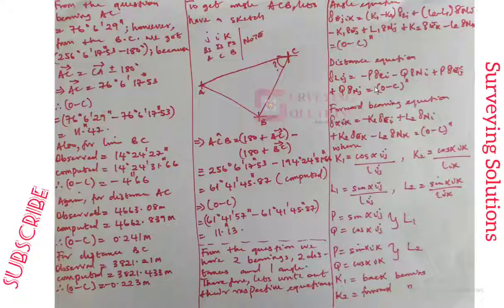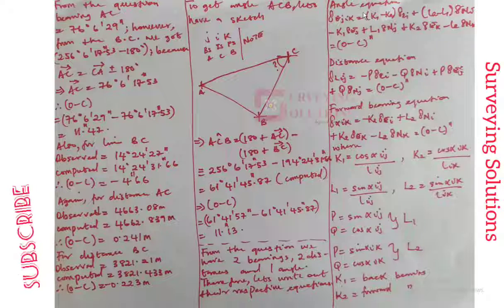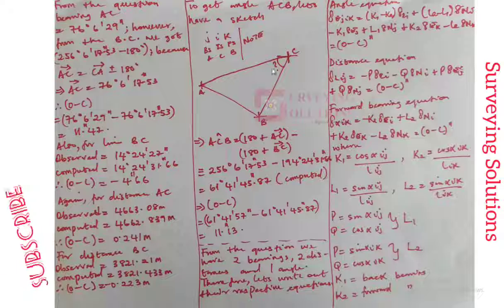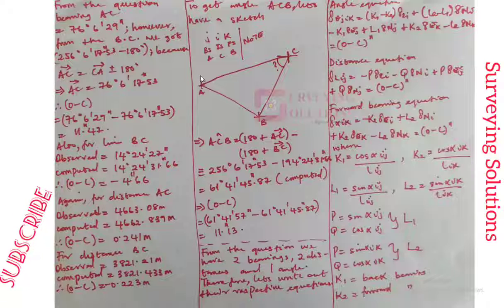These equations are very important when you know what your instrument station is and when you know what your backside is. Are we together? Good. So now, having established that, to get the angle ACB, let's have a sketch. Now, let us look at our sketch. From the back computation we did, our bearing AC was 76, and 76 is in the first quadrant.